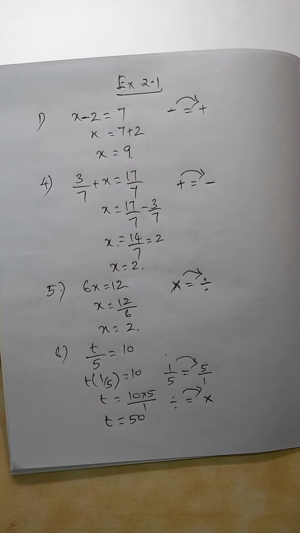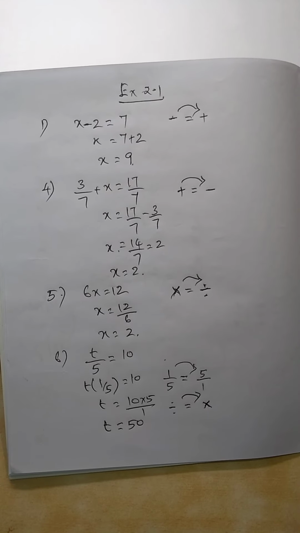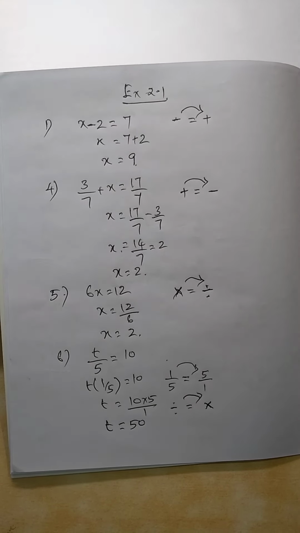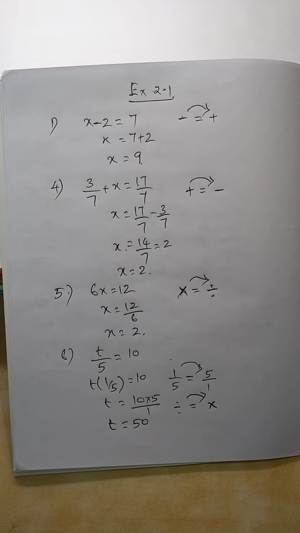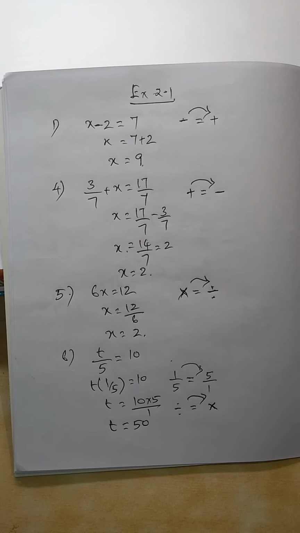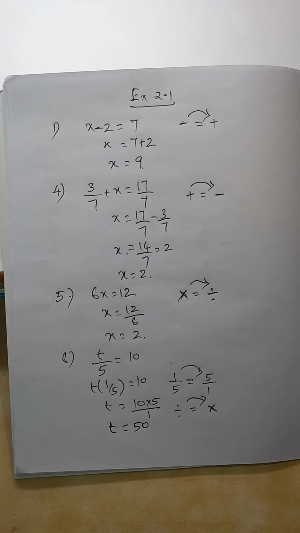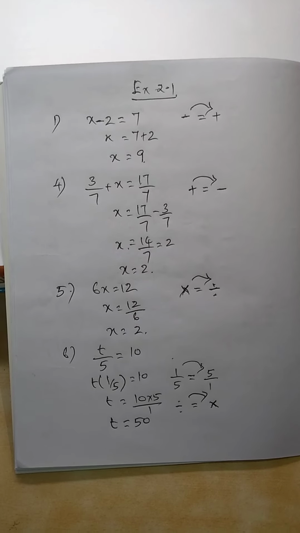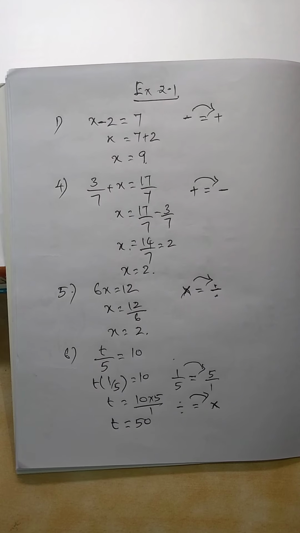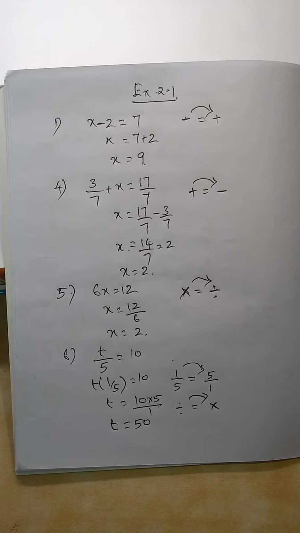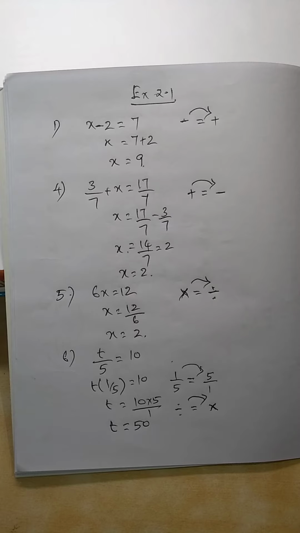Now we go to the sixth question. It is given as t by 5 is equal to 10. You can write t by 5 as t times 1 by 5, which is equal to 10. Now you take that 1 by 5 to your right, so it gets reciprocated. Or we can say that the division by 5, when it crosses the equal to sign, becomes multiplication by 5. So it becomes t is equal to 10 into 5 by 1. So t becomes 50.